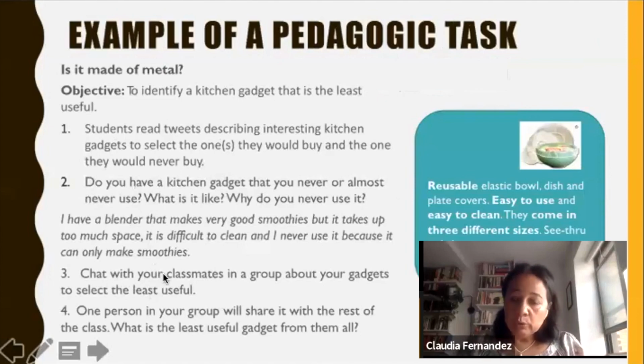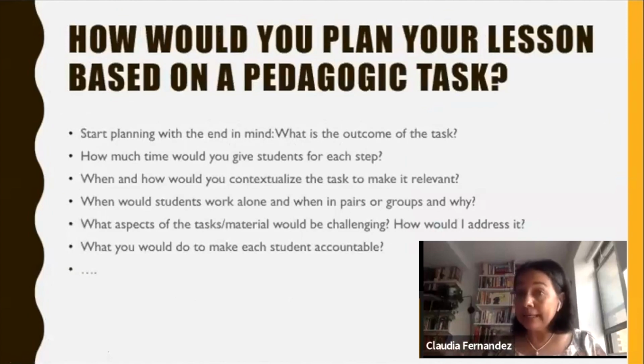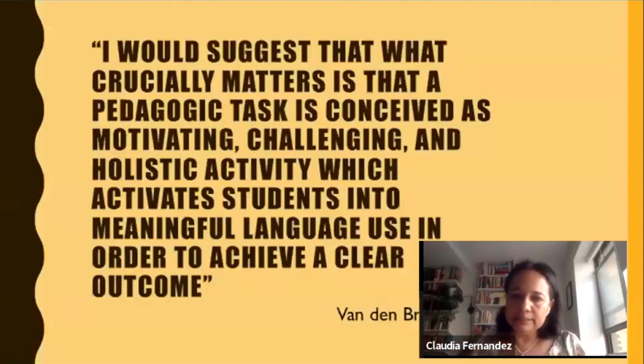And then your group is going to pay attention to your classmates, because you have to select the least useful. So in 2 and 3, I am deliberately making the effort of making everyone accountable. So it increases engagement, right? Fantastic. Okay. So I'm going to give you a motivating phrase that I think encompasses what a pedagogic task is, and it may be helpful for your class, for your task.